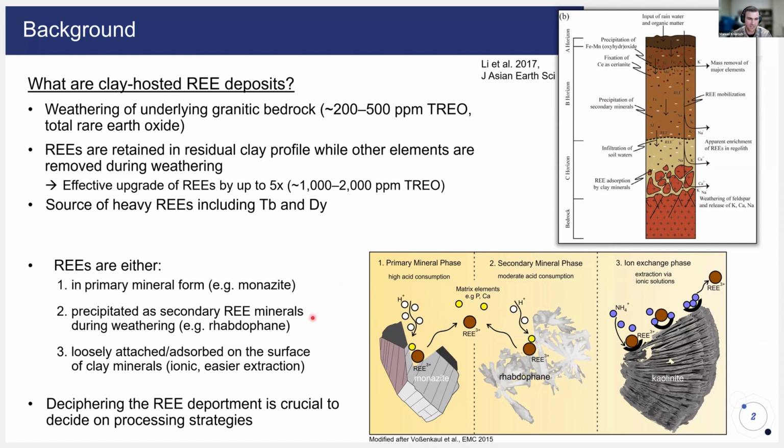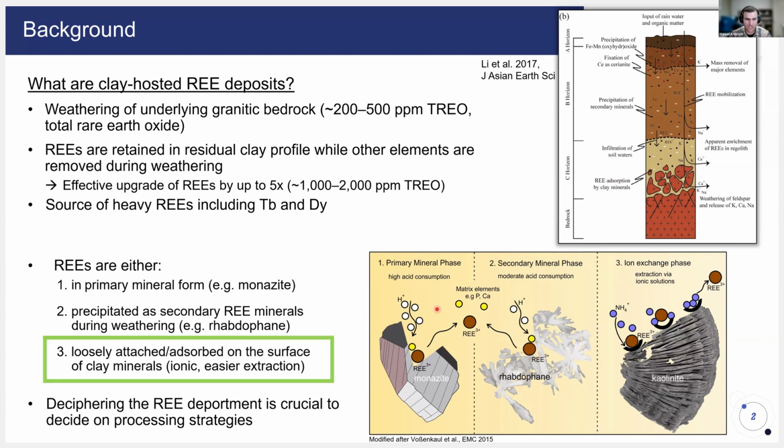The second deportment type would be precipitated secondary rare earth minerals. Once primary minerals decompose, you form something like, as an example here, rhabdophane, a hydrous rare earth phosphate. They still require a moderate amount of acid to break them down. They have a higher surface area already, but still need quite a bit of acid.